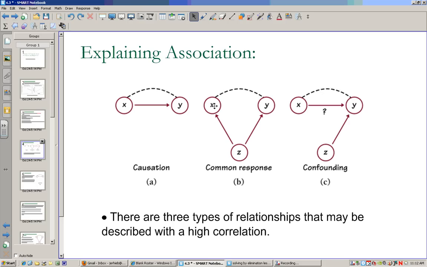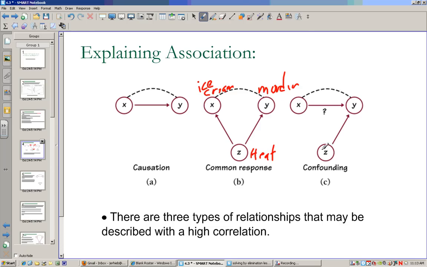In common response, there's some lurking variable. The common example is ice cream sales and murder. As ice cream sales increase, murder also increases. Now, there's something that affects both of these, and that is the heat. As it gets warmer, there are higher ice cream sales and there's a higher murder rate.